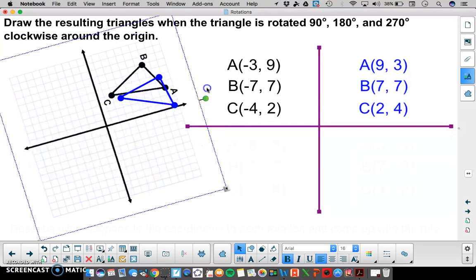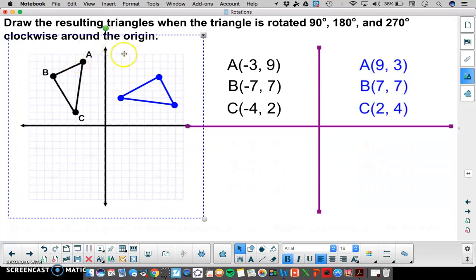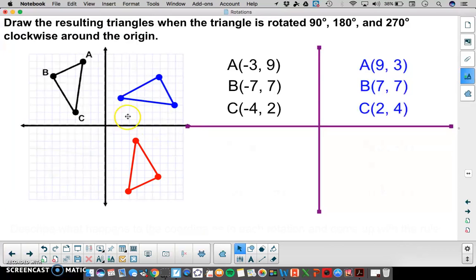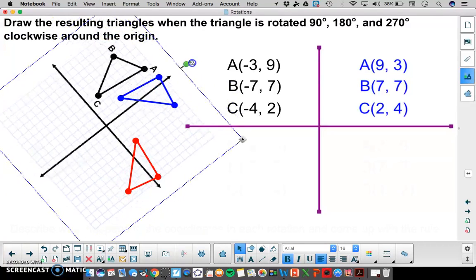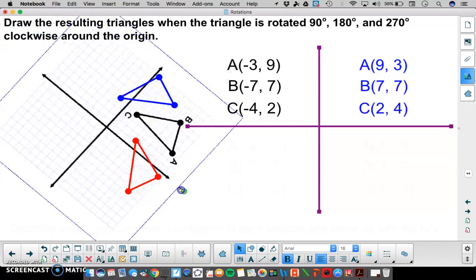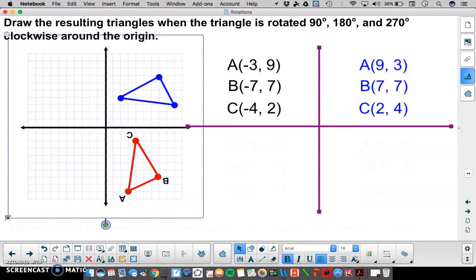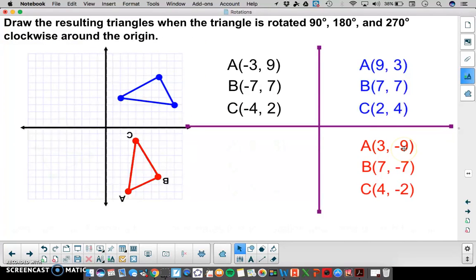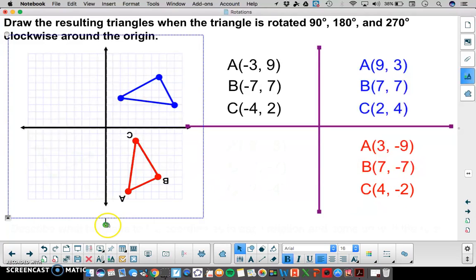Okay, I'm going to return to the original position. Now I'm going to rotate this 180 degrees. When I rotate this 180 degrees, I'm basically going to turn it upside down. And I'm going to end on this red triangle here. So I'm going to rotate 90, and I still end on the blue triangle, 90 more degrees, and I end on this red triangle, where A prime is now at 3, -9, B is at 7, -7, and C is at 4, -2.